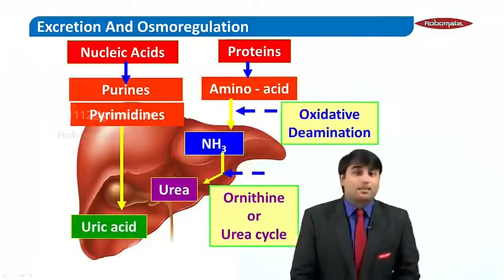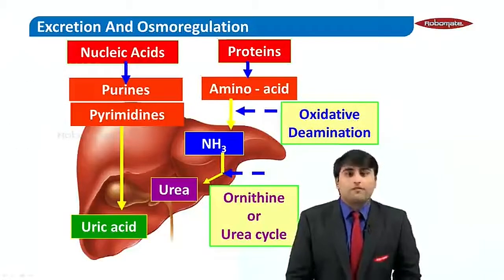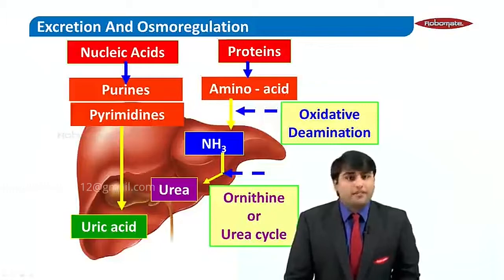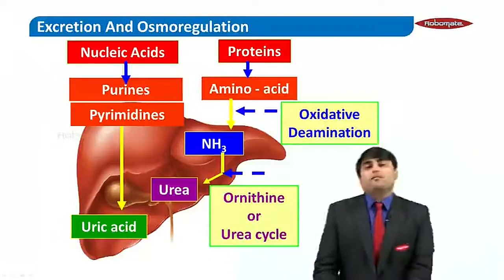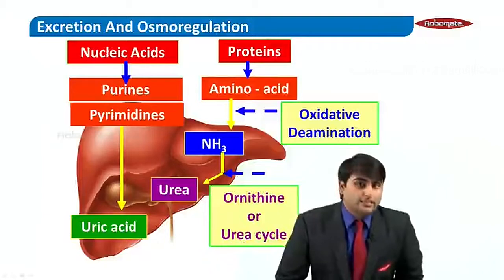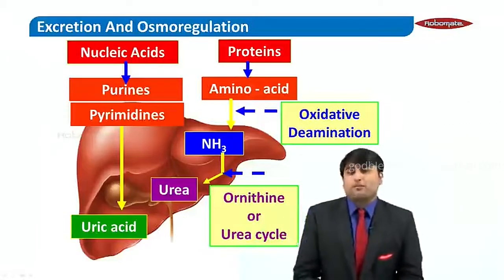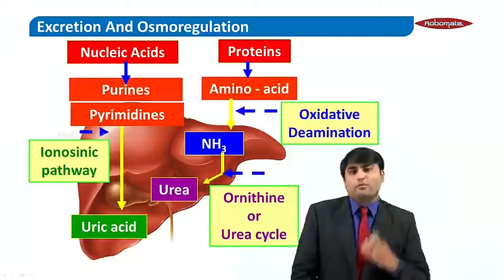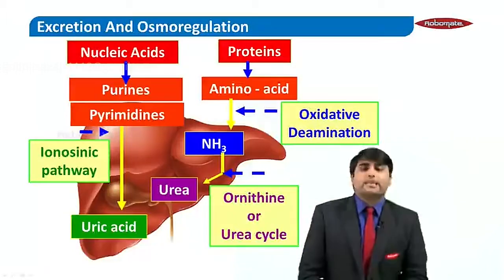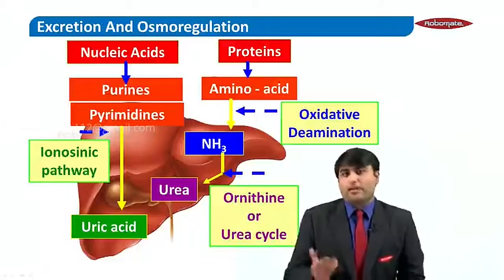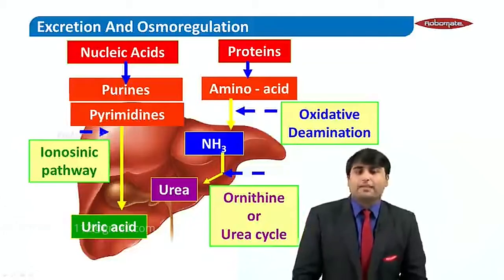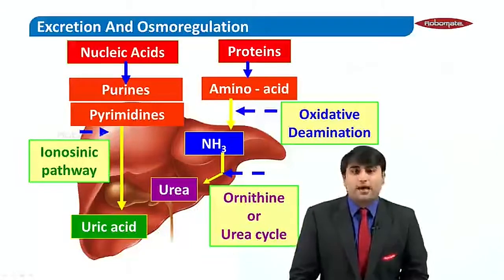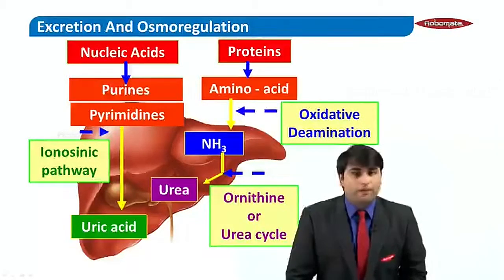So basically we have seen three different nitrogenous waste products formed inside your body, which are ammonia, which is transformed into a less toxic waste, urea, and uric acid, which is obtained from nucleic acids. And the nucleic acid is transformed into uric acid via the inosinic pathway. So urea is formed from the ornithine cycle or urea cycle, and uric acid is derived from breaking down of purines and pyrimidines via the inosinic pathway. So this is how the nitrogenous waste products are formed inside the liver.